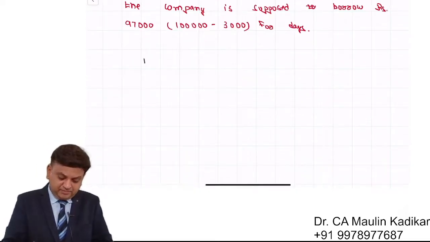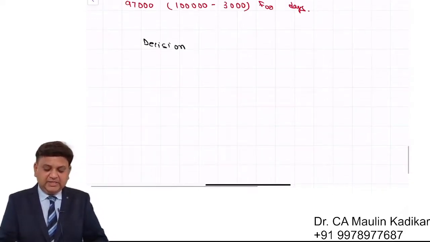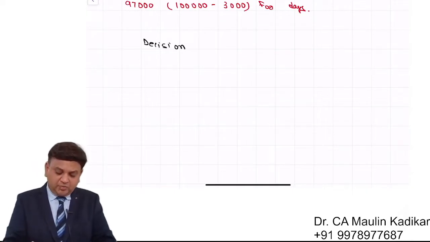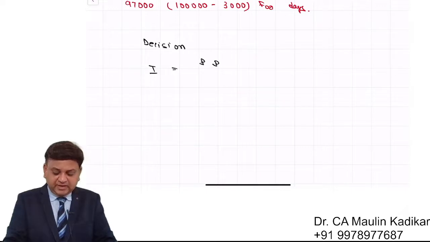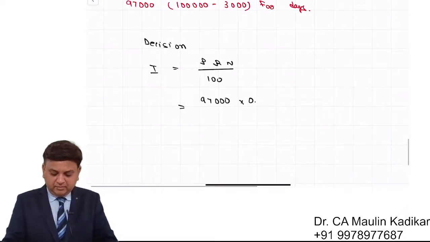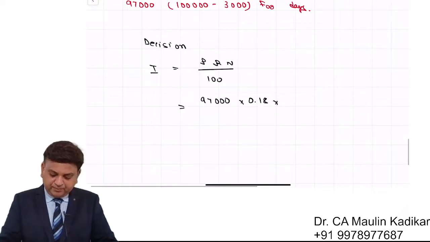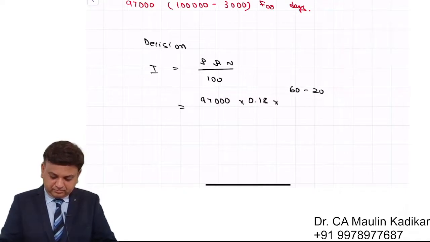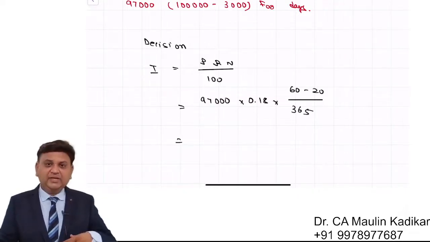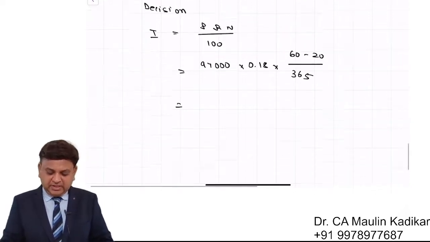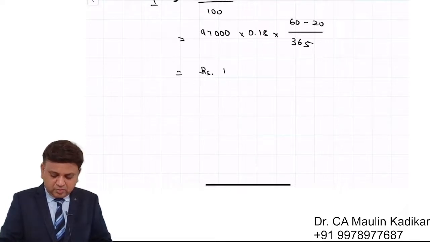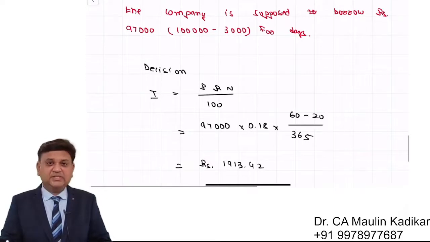Now how to take the decision? For the purpose of decision, we will compute the interest cost of borrowing 97,000 rupees for 40 days. We are borrowing 97,000 at the rate of 18% for a time period of 40 days. The interest cost is 97,000 into 18% into 40 divided by 365. The interest cost is rupees 1913.42. This is the interest cost that we have.